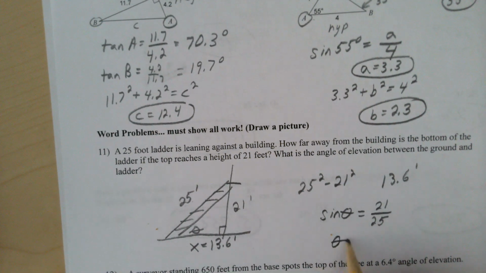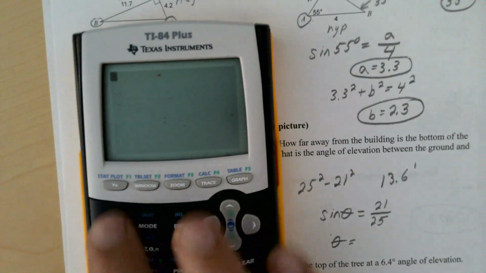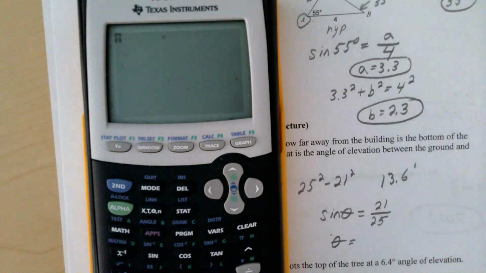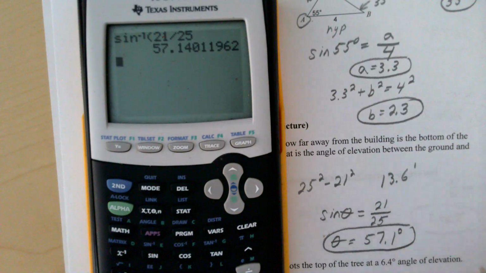So anytime we find an angle, we hit second. So I hit the blue button, and then I hit sine in this case, and I just have to type in the ratio. The calculator knows what this angle has to be, and it has to be about a 57.1 degree angle. Okay, that's all we're doing.